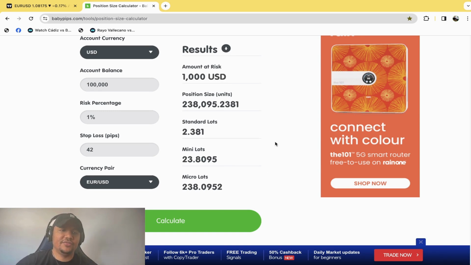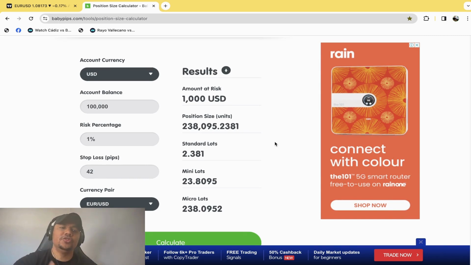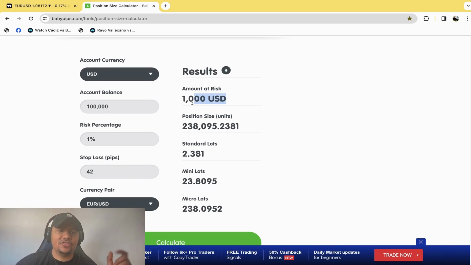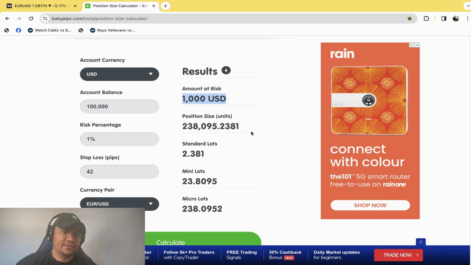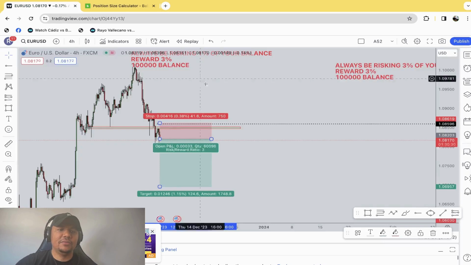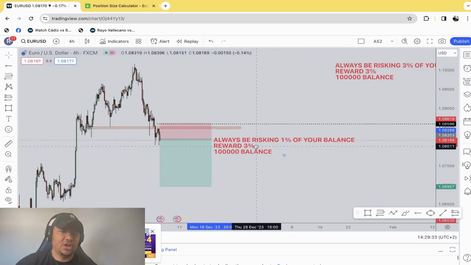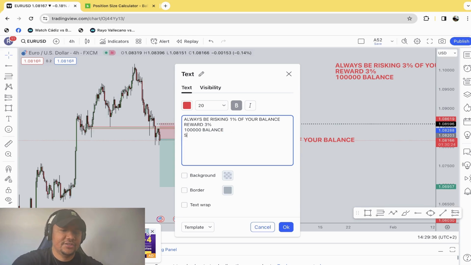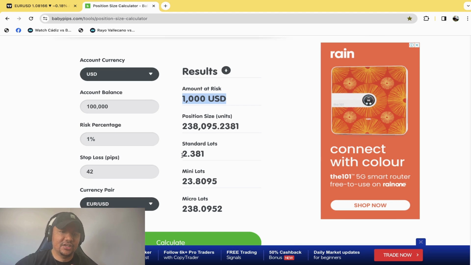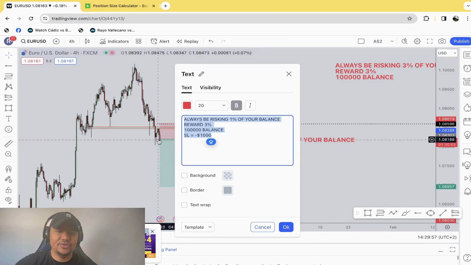Now this is where it becomes very interesting. Now this is where you see, okay, I am going to risk $1,000 on this trade, right? If my stop loss hits, I'll be losing $1,000. So here SL equals minus $1,000, right? Now we are going to look at the lot size. The lot size we're going to use is 2.38. So now you can comfortably go onto MT4 and sell EUR/USD and use this as your stop loss and that as your take profit.